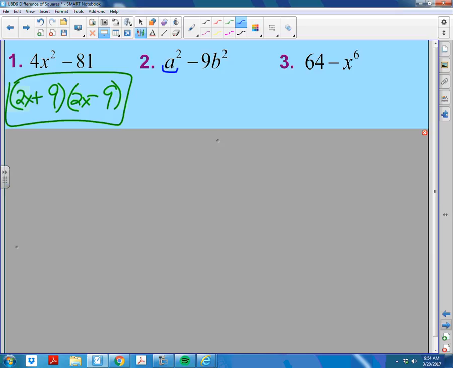Is this a perfect square? Is a squared a perfect square? Is 9b squared? Now, the way you check it is you think number and exponents. Is 9 a perfect square? Is b squared a perfect square? Yes, so we know that they're both perfect squares, and you have subtraction. So here we go. Parenthesis, parenthesis, parenthesis, parenthesis, addition, subtraction. By the way, you can do subtraction then addition if you prefer. I don't care. What's the first term? A. Second term? 3b. And you're done.